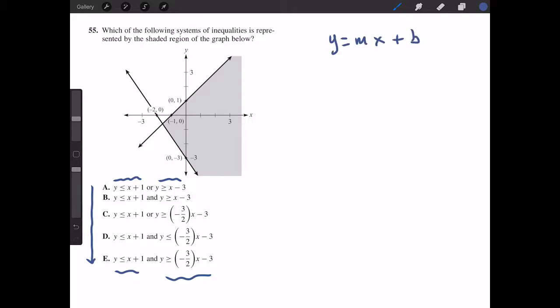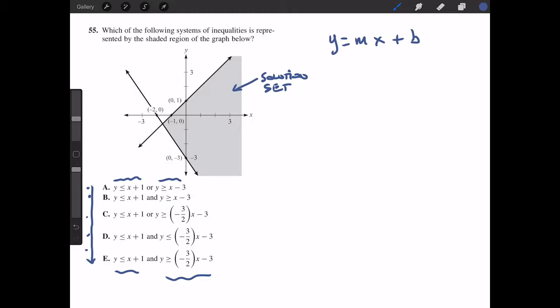Now, we see the graph, and there is this shaded region right here. This is the solution set of this system of inequalities. We don't know which system corresponds to that graph. That's what we have to be able to choose.